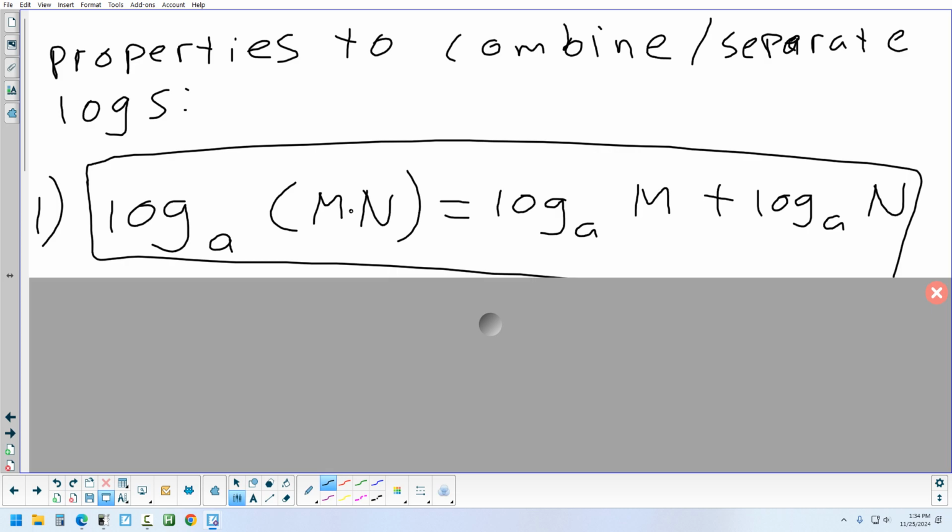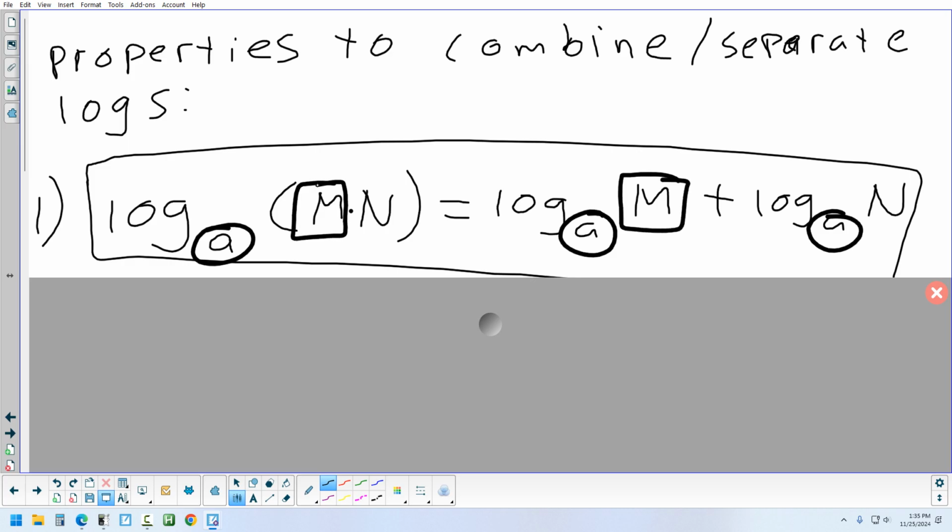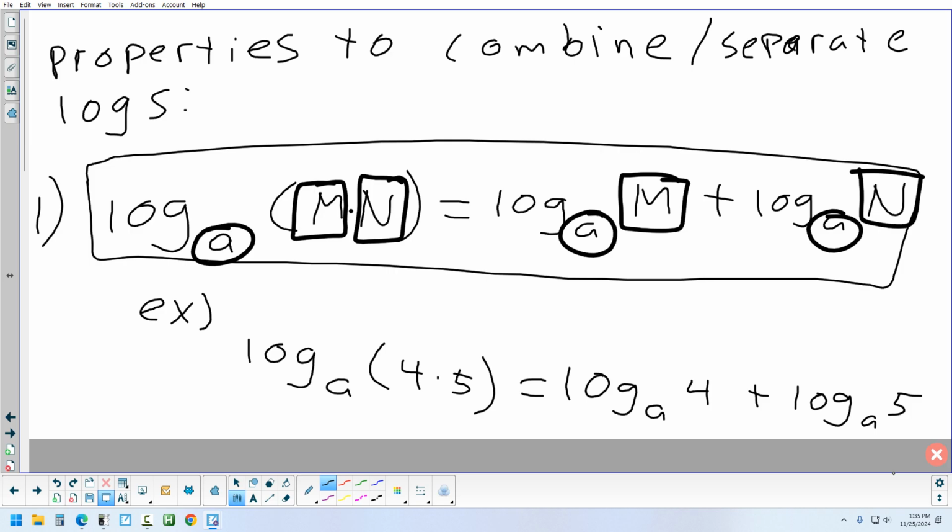Notice the base we started with was A. And what about the base when we turned it into addition? A. The base doesn't change. Whatever you start with here, you use exactly the same thing there and there. This is the first thing you were multiplying. This is the second thing. Here's another example with numbers. So instead of writing log of 4 times 5, we can write it as log 4 plus log 5.